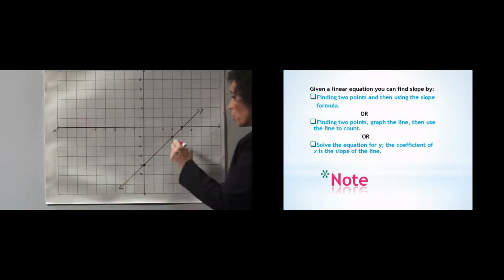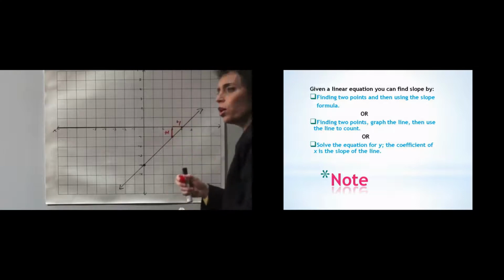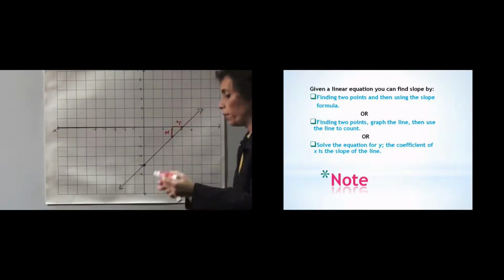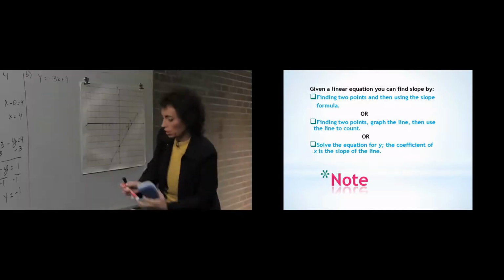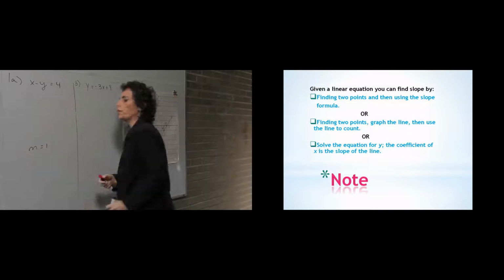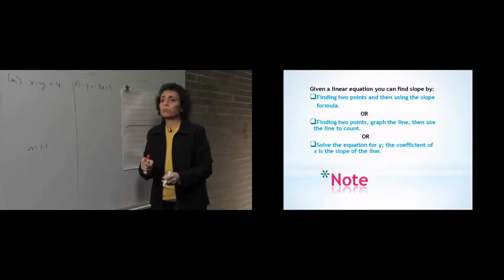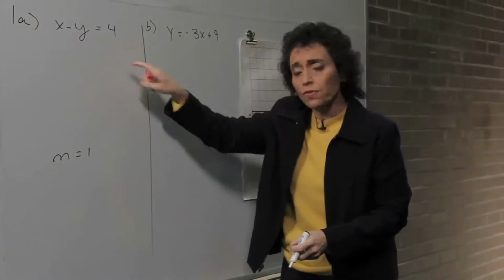Doesn't matter. Okay? I'm going to go up 1. That's a positive 1. And then 1 to the right. That's a positive 1. So it's 1 over 1, or the slope is 1. So we know the slope of this line is 1. Okay. So let me write that down. Slope is 1. The other thing that I'm supposed to do is solve this for y in terms of x. So let me do that.